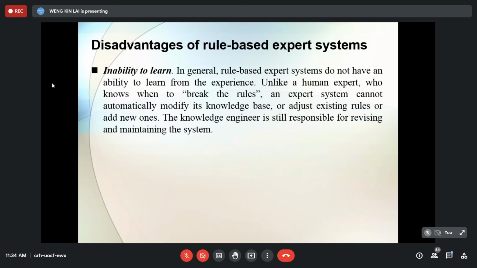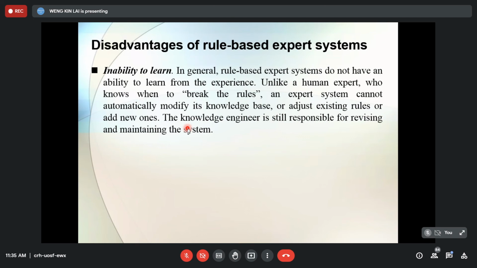Moving along, we have this disadvantage of the rule-based expert system: inability to learn. In general, your rule-based expert system does not have an ability to learn from experience. Unlike a human expert who knows when to break the rules, this one basically cannot. An expert system cannot automatically modify its knowledge base, the set of rules, or adjust existing rules or add new ones. You cannot do any of these three.